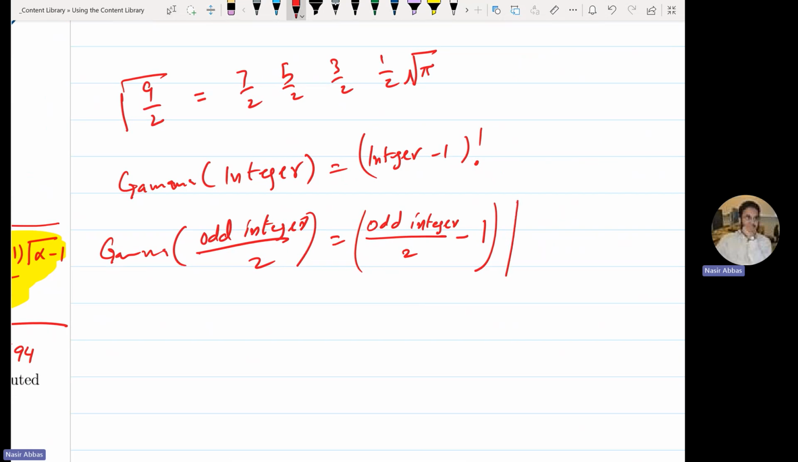So gamma of odd integer by 2 will be the number minus 1 times gamma of this, and you keep opening until you reach half gamma. When you reach half gamma, substitute it by square root of pi.